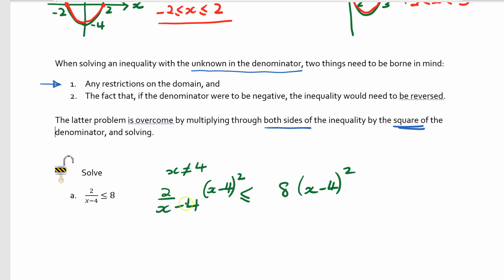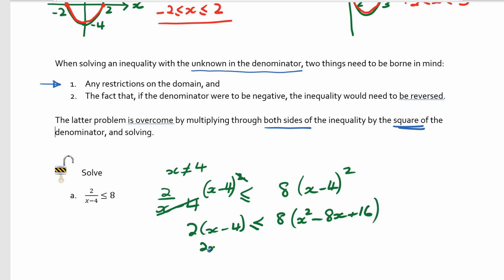Now when I do that, then this is going to go out with one of those to leave 2 outside of x minus 4. Over here I've got 8 outside of x minus 4 all squared, which we know is square of the first minus twice their product plus the square of the second. And I no longer have a fraction. So when I don't have a fraction, I haven't got that concern about whether the denominator is positive or negative. Now I just gather terms together.